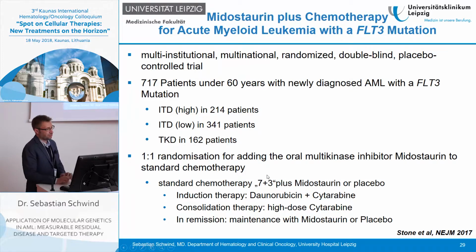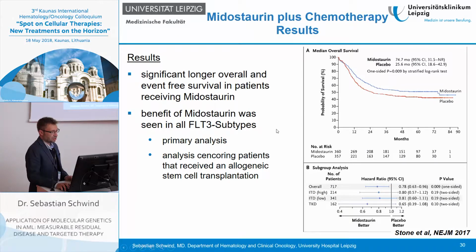One that has been approved now is midostaurin, and I'm just going to quickly skip those slides because probably those slides will be in the next talk as well. But midostaurin was the first TKI that was approved for FLT3 mutated AML, and it was the first to actually show a survival benefit for patients.